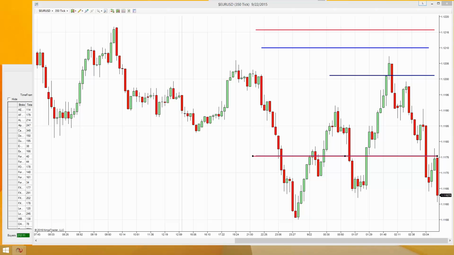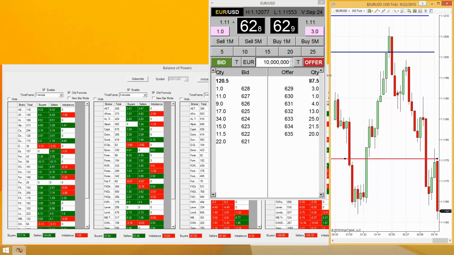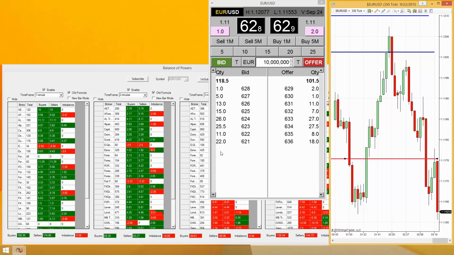The size varies. I'm not looking at one specific size, if that's what you're asking. I'm looking at a cluster of volumes.